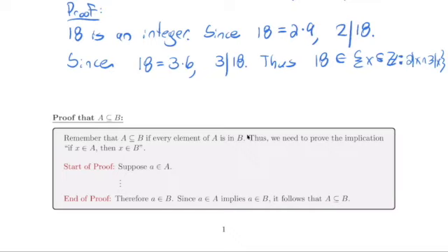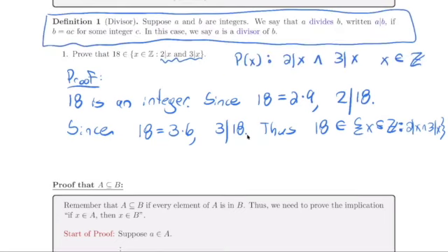I also have a question. For definition 1, since you mentioned some integer C, do we have to incorporate that into our proof? I mean, yeah, if you want to. I think what's implied here is that 9 is an integer. So if you want to be really explicit here, then you can say 18 equals 2 times 9, 9 is an integer, thus 2 divides 18. I left that detail out.